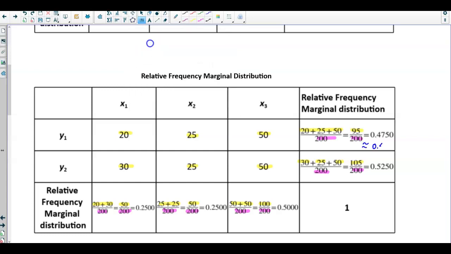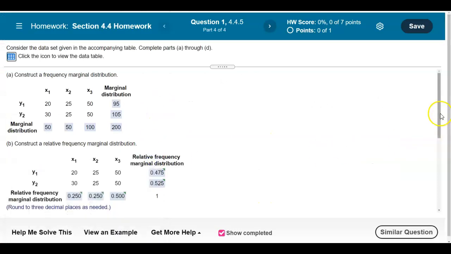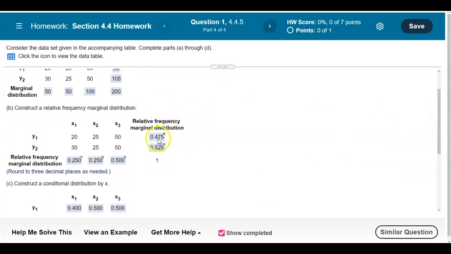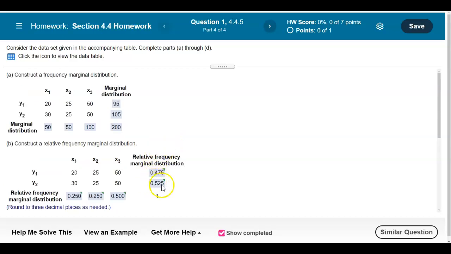So this is 0.475. This is 0.525. This is 0.250. 0.250 and 0.500. So we're going to go ahead and fill in that information. We have 0.475, 0.525, 0.250, 0.250, and 0.500.